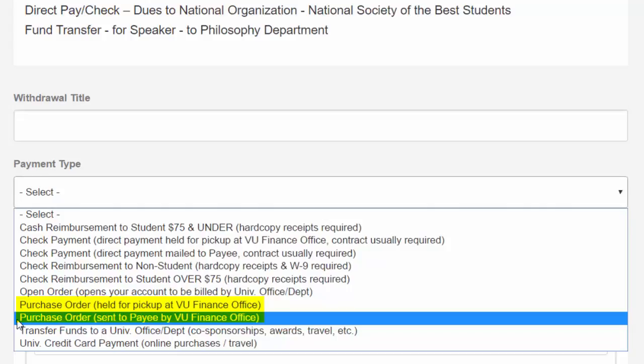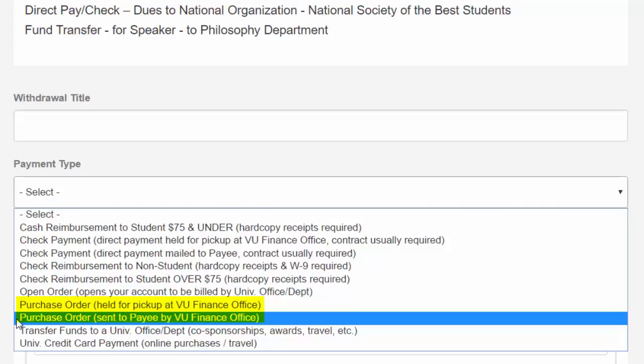These are most commonly used for pizza orders. The pizza places in town are very accustomed to accepting purchase orders. Fred Meyer and other businesses also accept these very readily, and it's a great way to get your supplies or items that you need without having to pay out of pocket and then be reimbursed later.